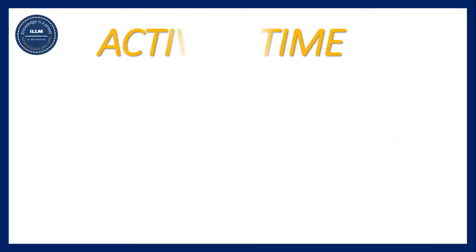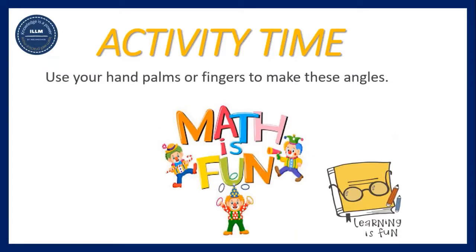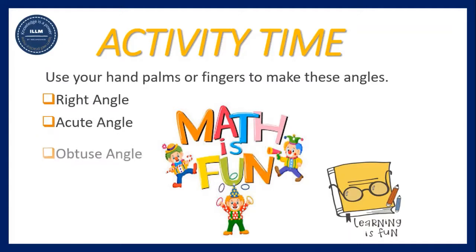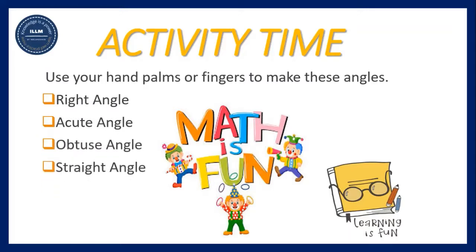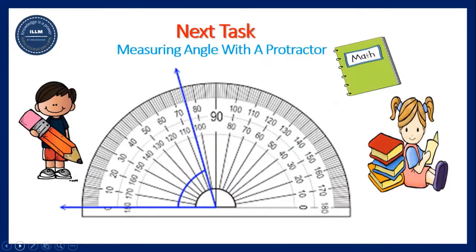After reinforcement, we have an activity time. And the task is, you have to use your hand palms or fingers to make these angles: right angle, acute angle, obtuse angle, and straight angle. Now you all have to make these angles with the help of your hand palms or your fingers. We will measure the angle with a protractor. You can see this D shape. This is called a protractor. Now you all have to do practice.